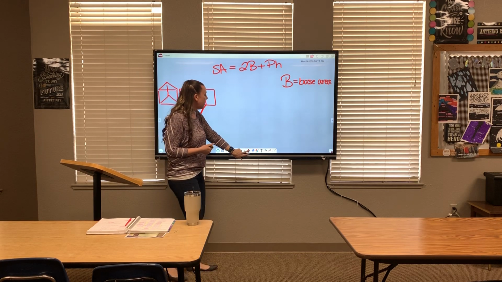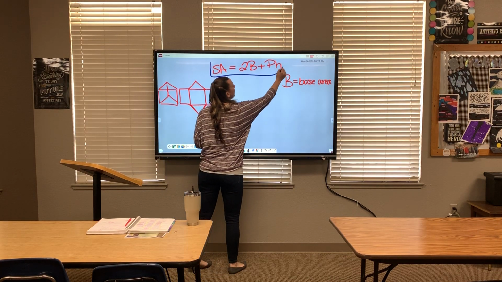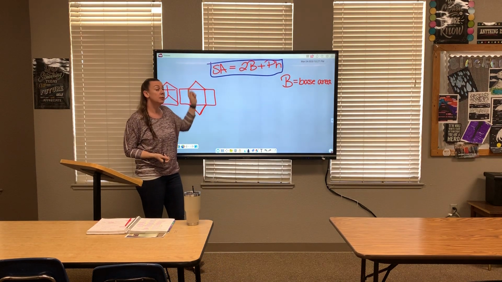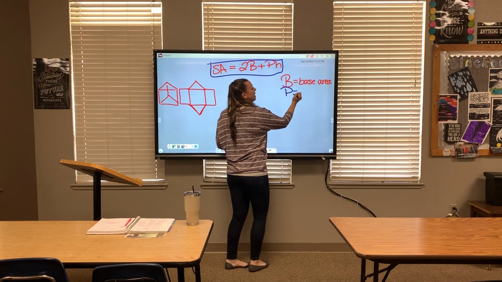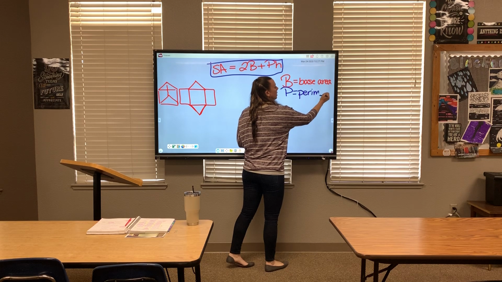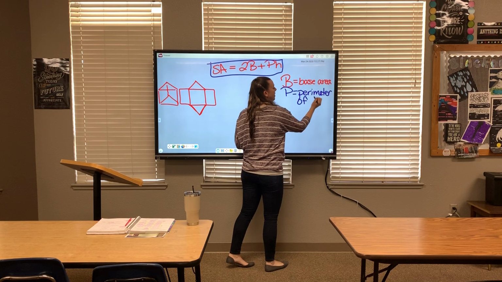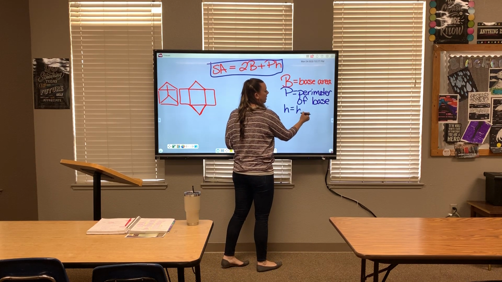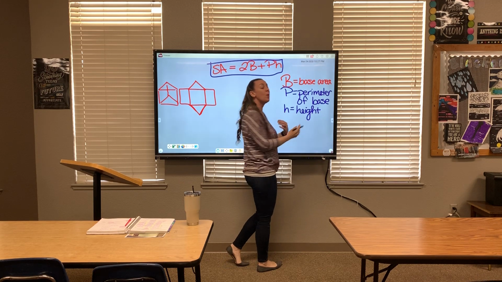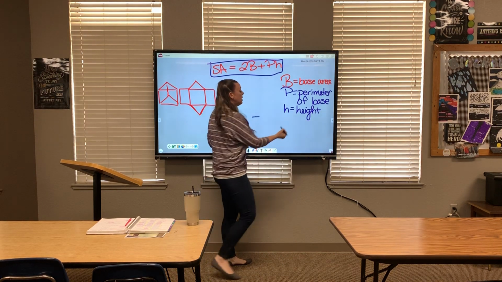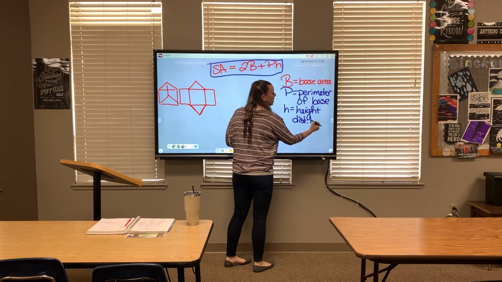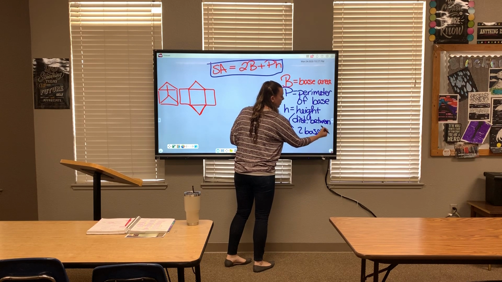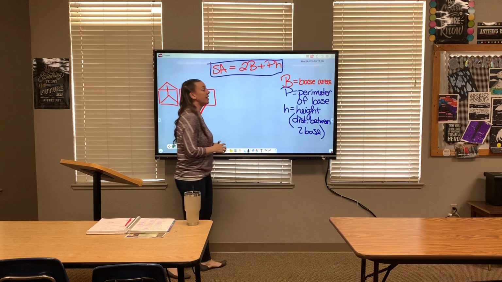So for this formula right here, we'll use this again and again. But you have 2 times the base area, because there's 2 bases, plus this P is the perimeter of the base. Okay, the perimeter of the base, and then your H is the height, and your height is always the distance between the 2 bases. Okay, so I'll go ahead and write that, the distance between the 2 bases. Okay, so there's a couple of different ways that we can find this out.